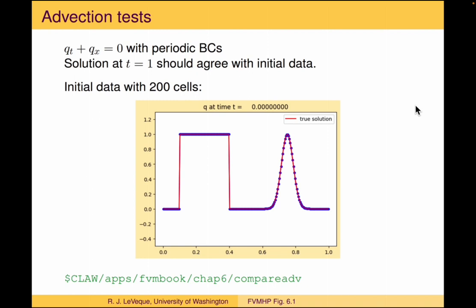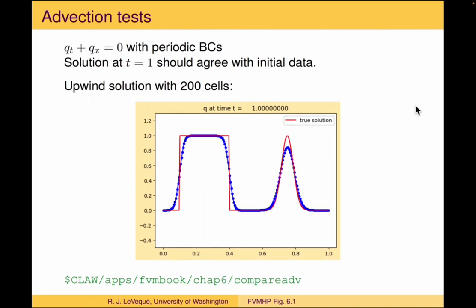And so what happens if we use just the upwind method with this initial data and run it out to time 1 so that it should be back to exactly what it started, is that you might see something like this. Exactly what you see depends on the ratio between delta t and delta x. We'll talk more about that later. But typically it will get smeared out in this way. And we see a smearing of the discontinuity, but we also see that even the relatively smooth Gaussian is not very well represented. And that's because the first order upwind method is not a very good method. It's not very accurate. This is with 200 cells.